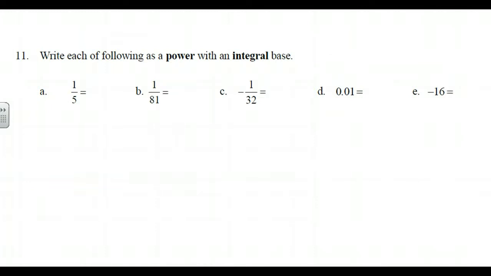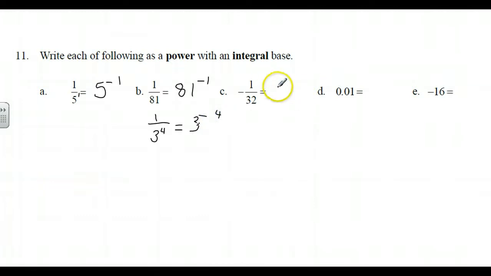Write each of the following powers with an integral base. So it wants it as an integer base. So this is 5 to the power of 1, since that's on the bottom. 5 to the negative 1. Let's remember, integral base is an integer. This is 81 to the negative 1. We could also have written this as 1 over 3 to the 4th, which would be 3 to the negative 4.